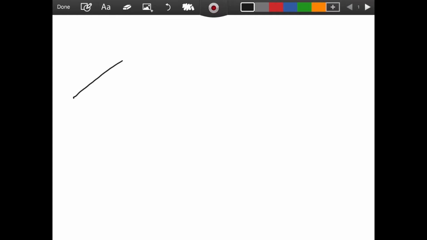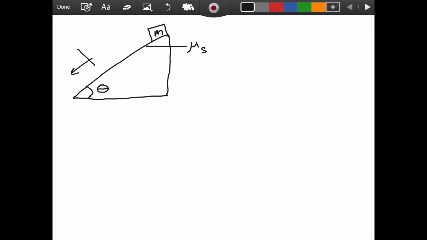Let's say that we have an inclined plane like this one and we have a block on top of it with mass m. The coefficient of static friction of our surface, we call it mu s, and the inclination angle here is going to be called theta. So we set up our coordinate system as well, just like we should do before starting every problem. We have x and y like this. So x is along the inclination and y is perpendicular to the inclined plane.